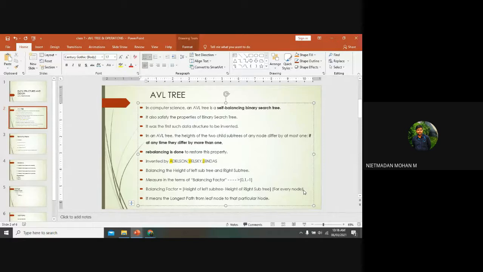and you structure the self-balancing binary tree. It means the longest path from the leaf node to the particular node. You want to find out the longest path from the leaf node to that particular node. You are going to find the balancing factor for that particular node, and for that you start from the leaf node. That is the only condition with the AVL tree.